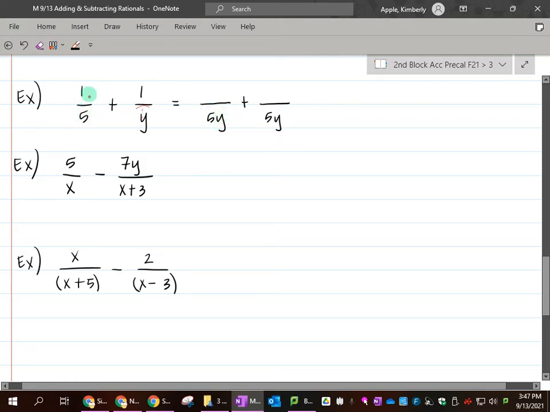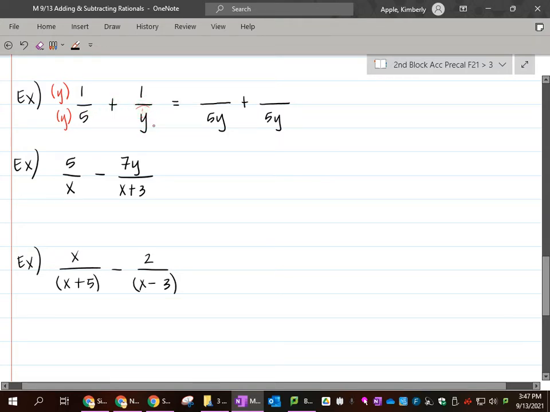I need it to have a y, so I'm just gonna totally put it there. I'm just gonna do it. But here's the cool thing. The thing that makes this work is that if you do it to the bottom, you have to do it to the top. And so I've just multiplied the top and the bottom by y. And now I have 5y, which is exactly what I want.